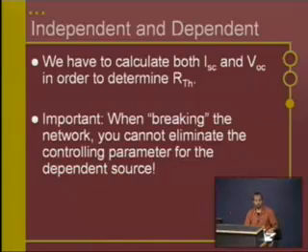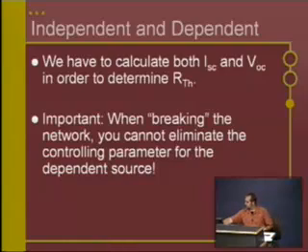One of the key things to remember, though, as you're breaking the circuit and finding, especially if you're going to do multiple iterations of a Thevenin equivalent, is that you have to make sure that you never eliminate the controlling parameter for a dependent source and take that away from the source or from the circuit as you're working on it. And that may seem somewhat obvious, but you still have to be careful about it.